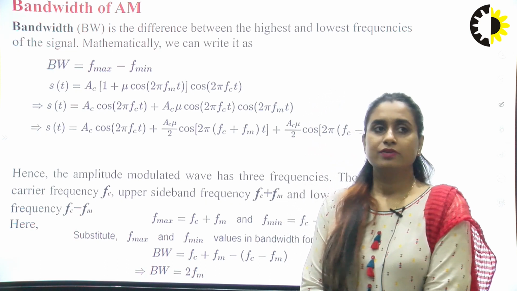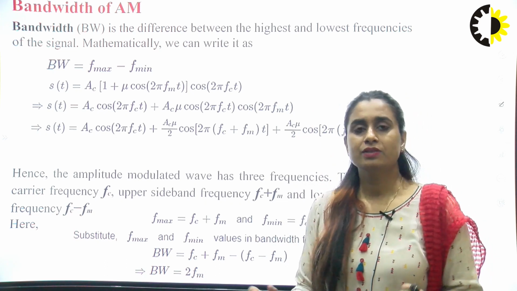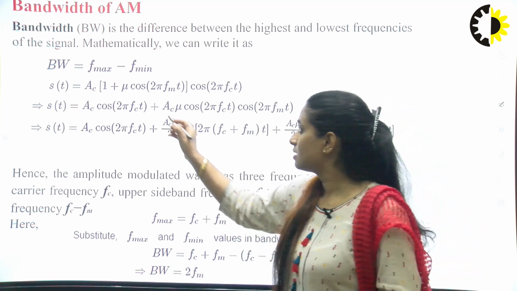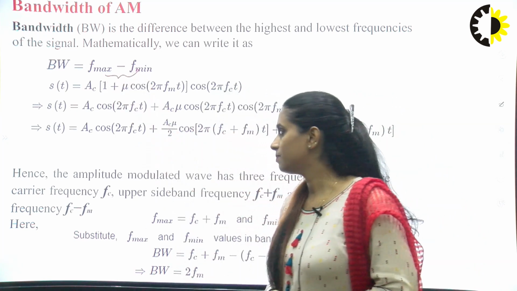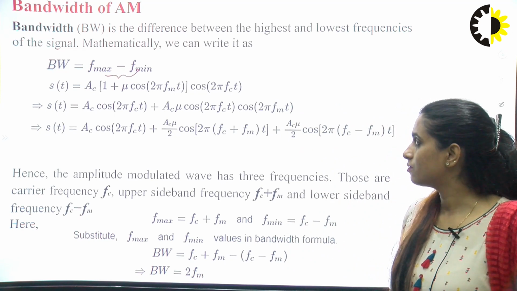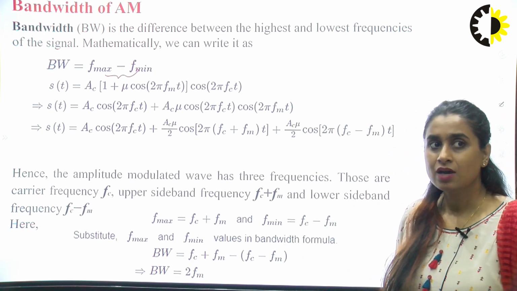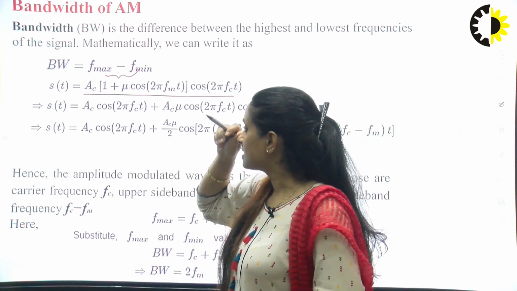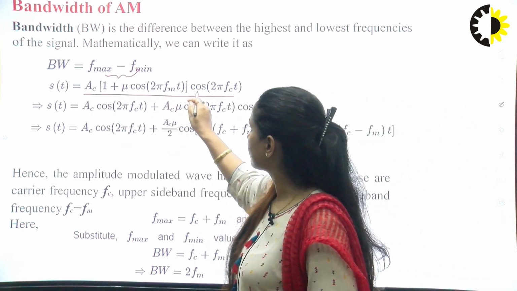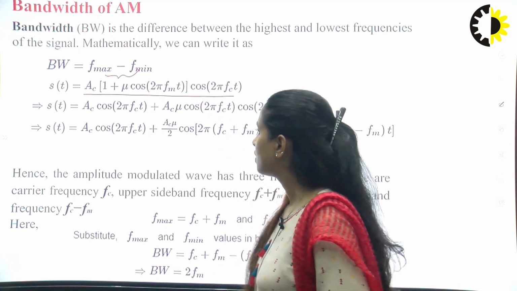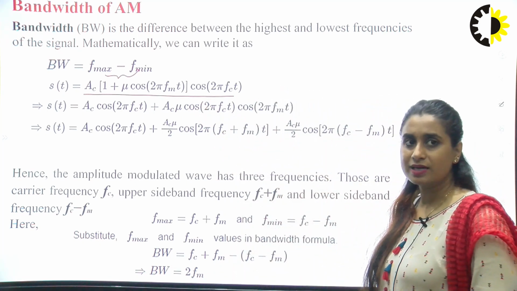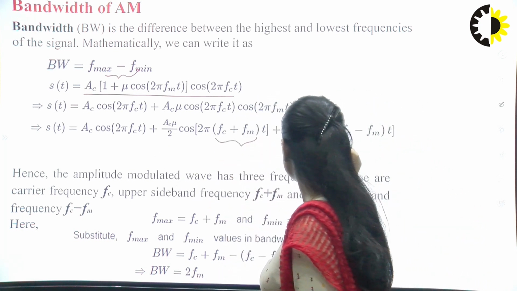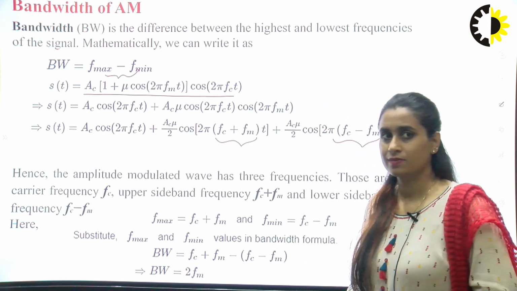How do we define bandwidth of AM? Bandwidth of any system is maximum frequency minus the minimum frequency. When we talk about the maximum frequency, we need to first see the wave equation for my AM. s(t) is Ac into 1 plus mu cos 2 pi fm t, times cos 2 pi fc t. When I expand it using trigonometric functions, we get two frequencies, fc plus fm and fc minus fm. Right?